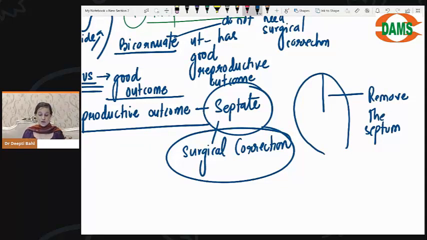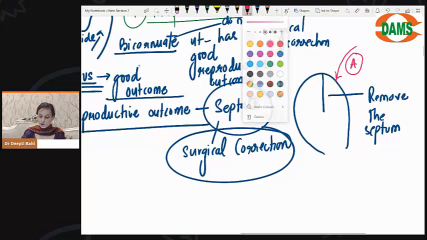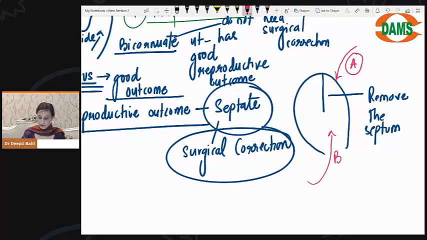So now you will answer me, which way do you want to remove the septum? Do you want to come from outside? That is option number A. Go from the fundus, reach the septum, remove the septum and then close the fundus. Or do you want to go from the bottom into the cavity and then remove the septum? If you were the clinician in place of me, what would you do? Tell me. Kya karoge?